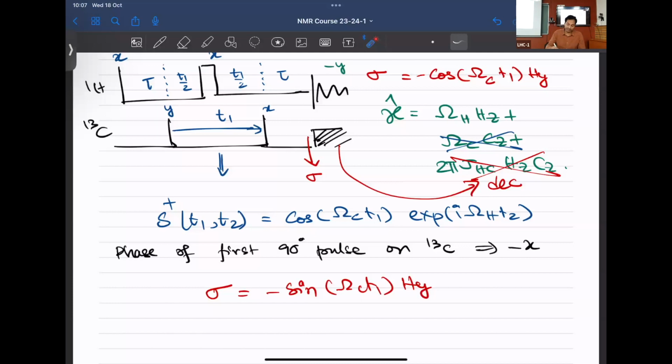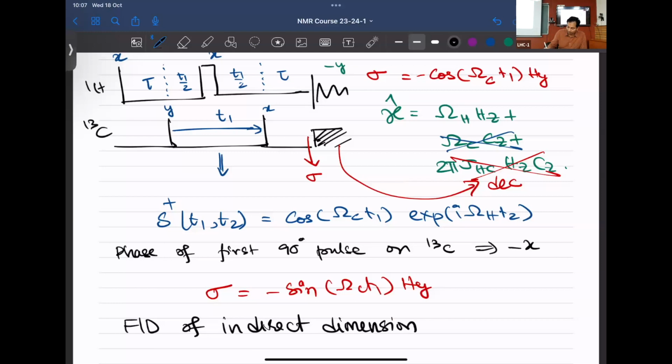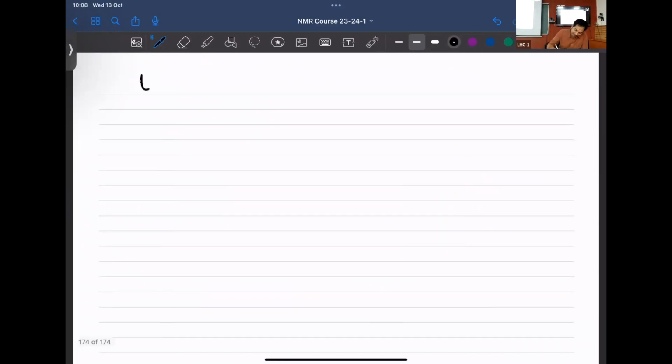Such an FID for the indirect dimension is called an interferogram. The FID of the indirect dimension is often referred to as an interferogram, meaning that you don't have the direct FID, but you can infer the FID by looking at the modulation of the signal. So this way, you will have to do two scans. Let's take a look at how the experiment will be done.